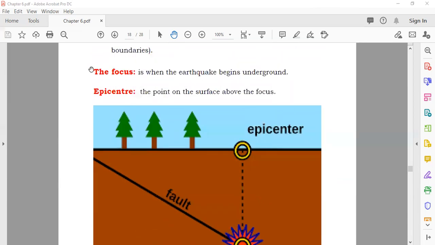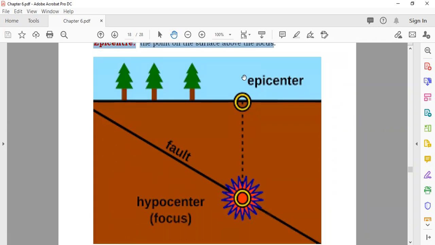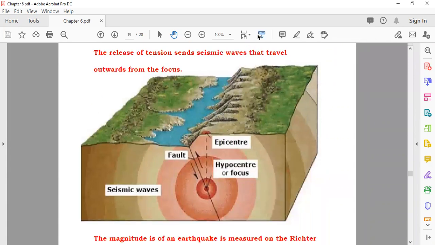Number 1, what is the focus? When the earthquake begins under the ground. Number 2, what is the epicenter? The point on the surface above the focus. That's known as the epicenter. Now, see here. Let's say here is the focus of the earthquake, this part. Just above this one, what do you have? Epicenter. Got it?